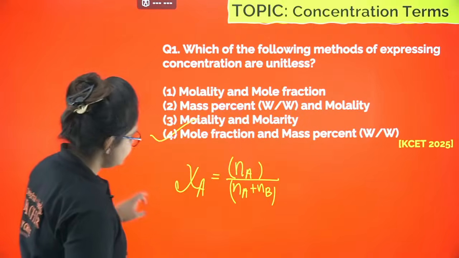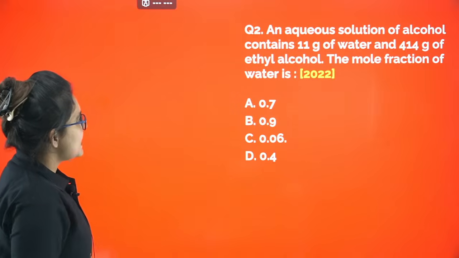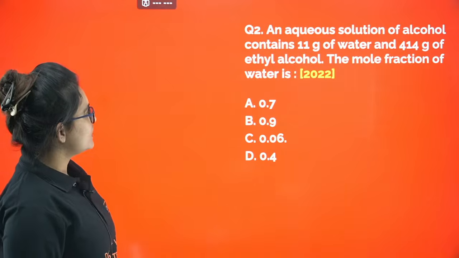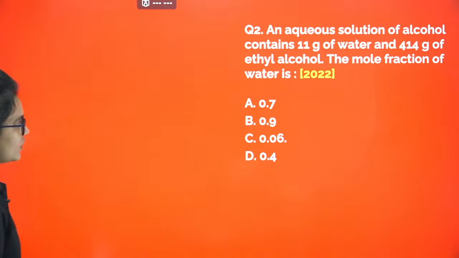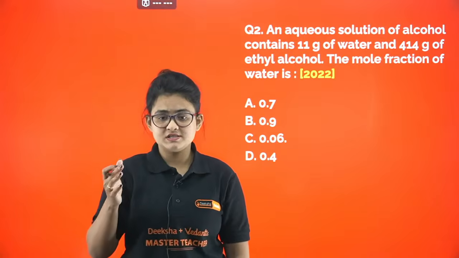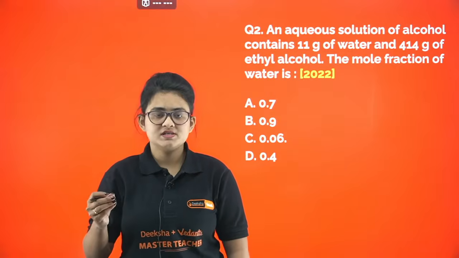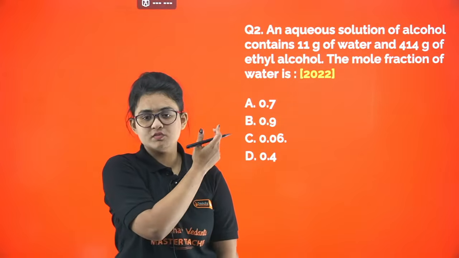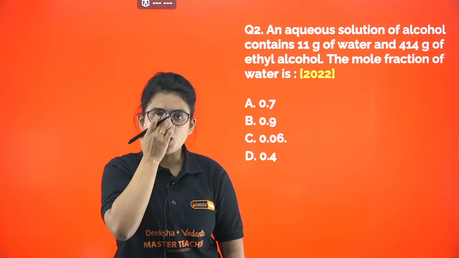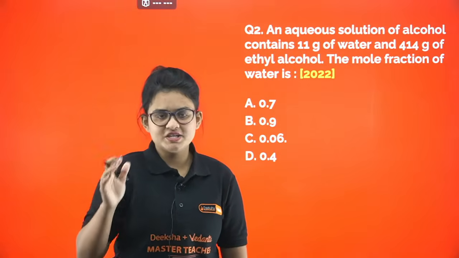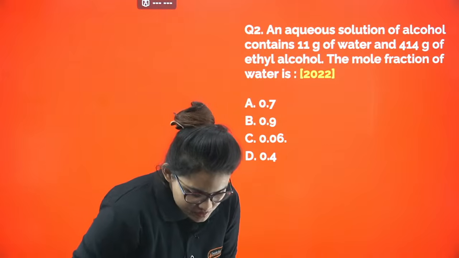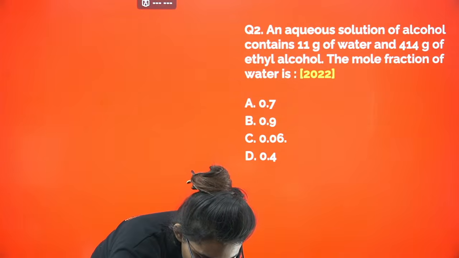So let's proceed. Here you can see an aqueous solution of alcohol contains 11 gram of water and 414 gram of ethyl alcohol. We have to find out the mole fraction of water. All these questions are taken from the previous year questions of KCET, and the year is also mentioned. So please make sure that you are going through all the questions properly with a lot of patience, because in KCET questions can be repeated.